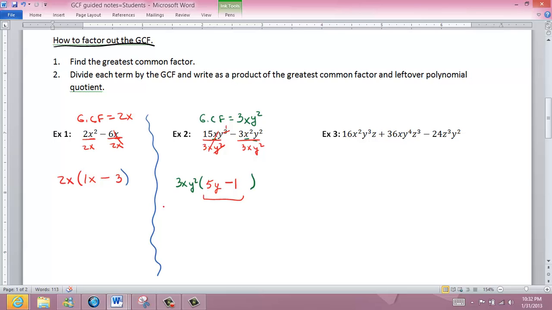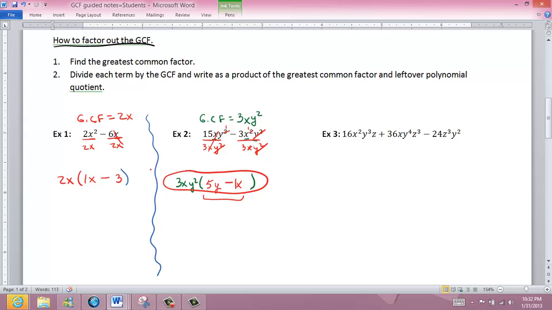If I have 2 x's on top, 1 x on bottom, how many can I cancel? I can cancel 1. How many do I have left? 1. And if I have 2 y's on top, 2 y's on bottom, all the y's cancel out. And this is our final answer.